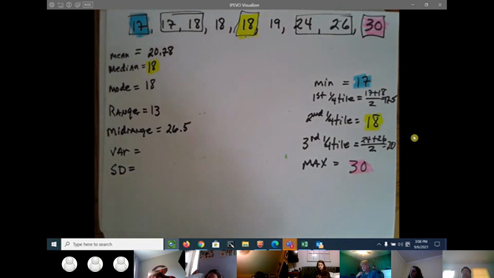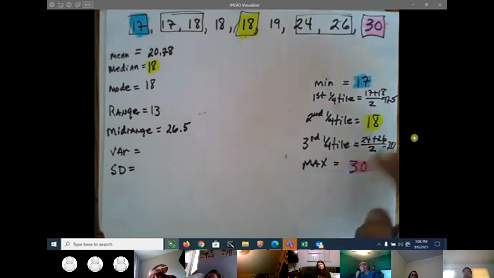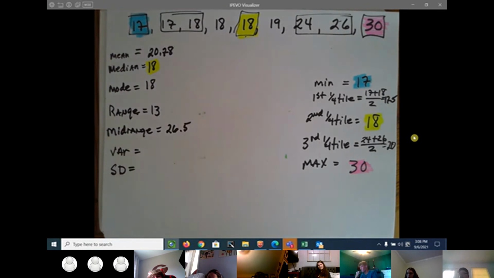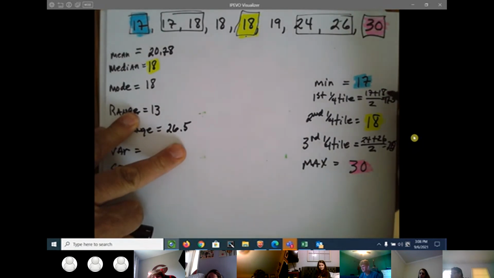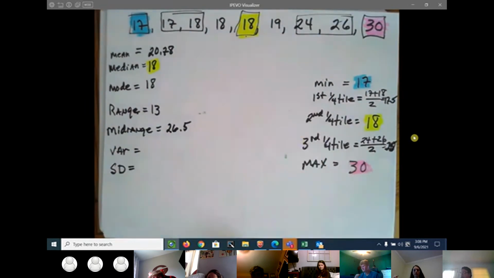Now I'm going to show you how to do a box plot, because you've got what you need for the box plot. Mr. Mickler, I'm sorry, say again? 24 plus 26 is 50, not 40. Okay, 25. I'm sorry. Thank you. 25. Make sure I did this one right up here. You did do the first quartile, right?